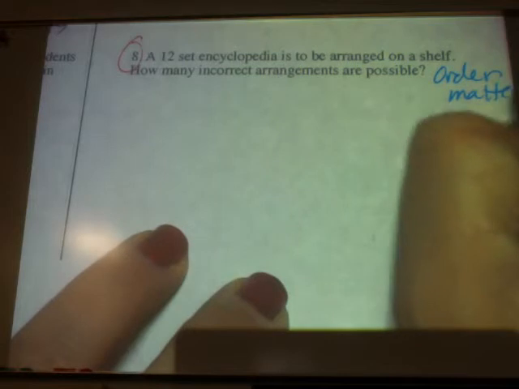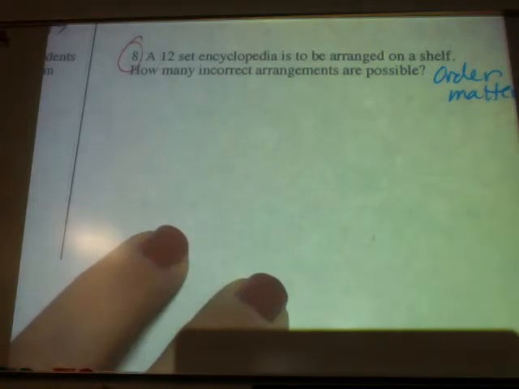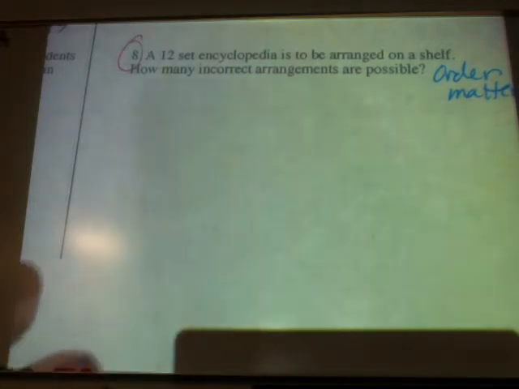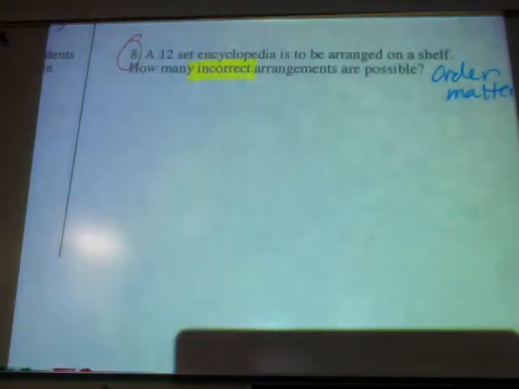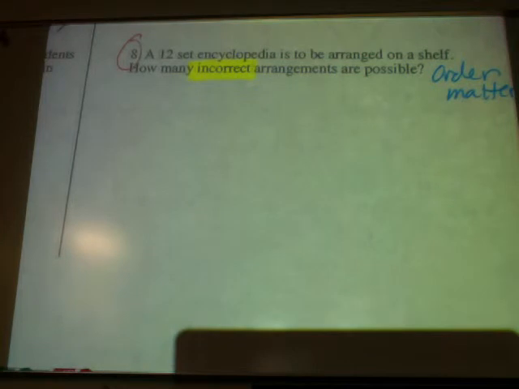So is that a combination or a permutation? Permutation. But then notice this, it says how many incorrect arrangements are possible. It's an encyclopedia. How many correct arrangements are possible? 1. So how are we going to figure out how many incorrect are possible? That's right. So we're going to find all the possibilities and subtract 1, and then that'll be our answer.